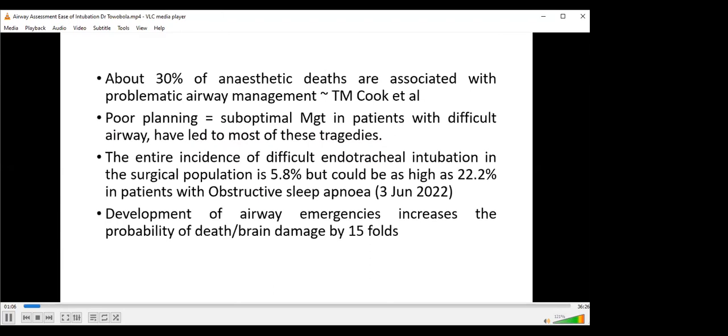About 30% of anesthetic deaths are associated with problematic airway management. Poor planning will subsequently lead to suboptimal management in these patients with difficult airway. And this has led to most of these tragedies. The entire incidence of difficult endotracheal intubation in the surgical population is about 5.8%, but this could be as high as 22.2% in patients with obstructive sleep apnea. Development of airway emergencies increases the probability of death and brain damage by 15-fold.